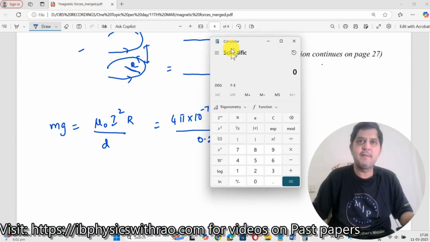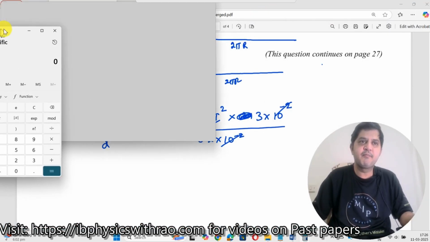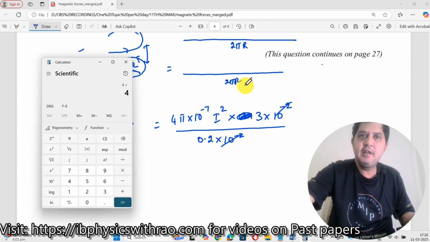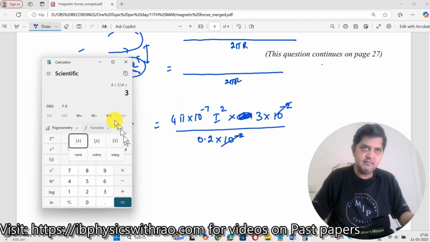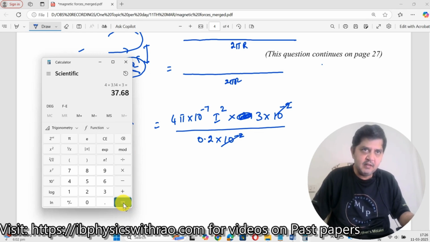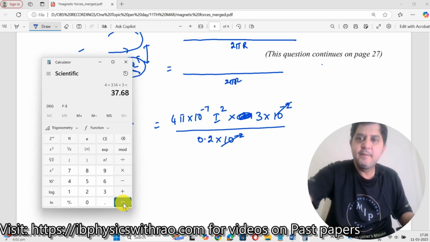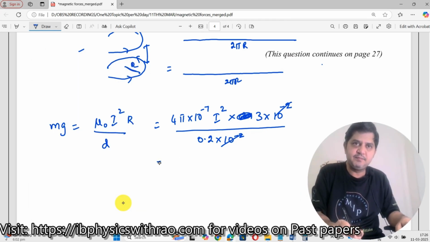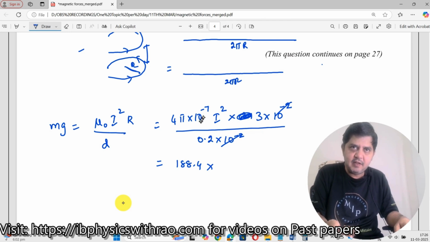So this should now be 4 into 3.14 multiplied by 3, then divided by 0.2. When I do this, I get 188.4, multiplied by 10 power minus 7 into I square.